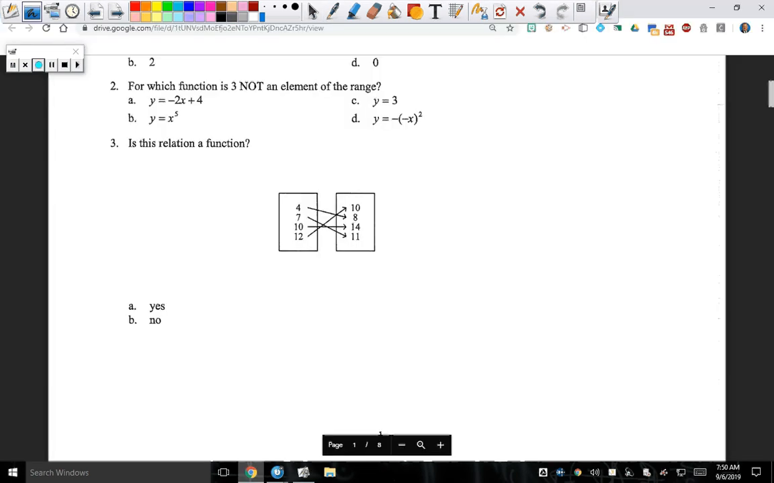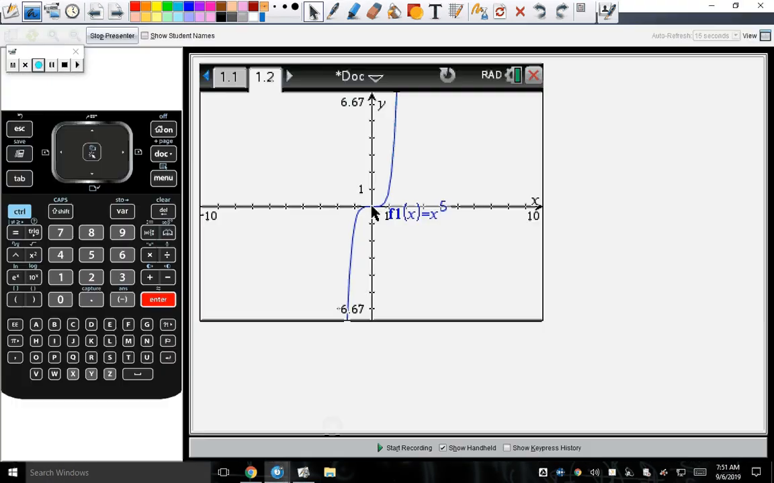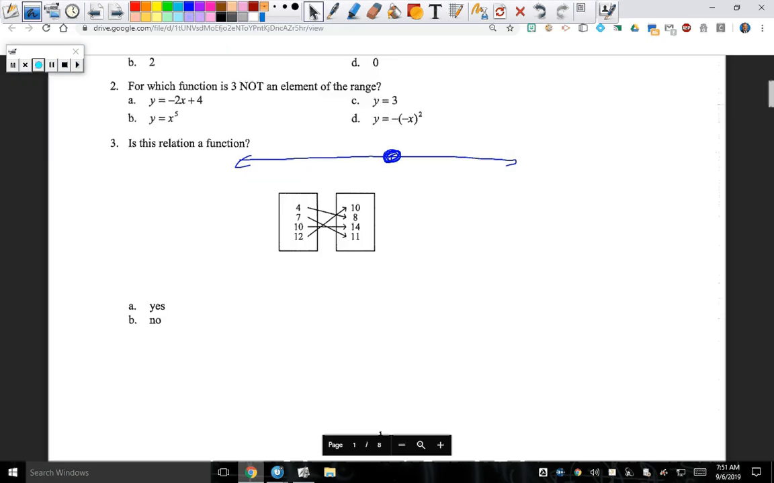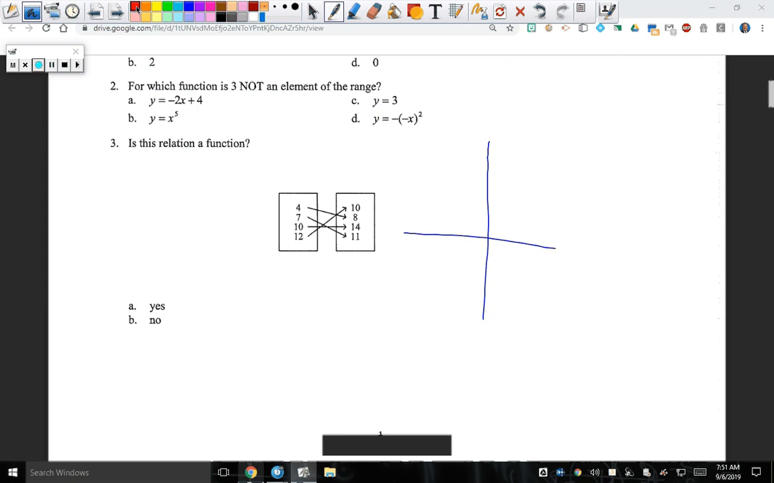Looking at this, if you were to ask yourself, is 3 an element of the range of what we just saw? Well, here's 3, and we know it's actually hitting the graph right here. So we know it's not going to be that one, because 3 is an element of the range. So it's not B. And if we were to graph y equals 3, well, y equals 3 is the line that we've been drawing essentially, and it's always an element of that range, so we know for sure it's not C.